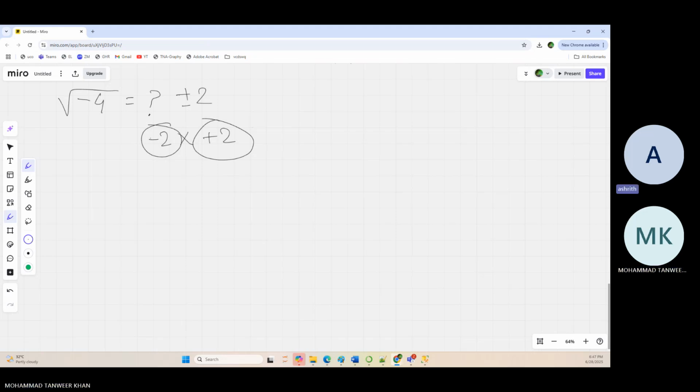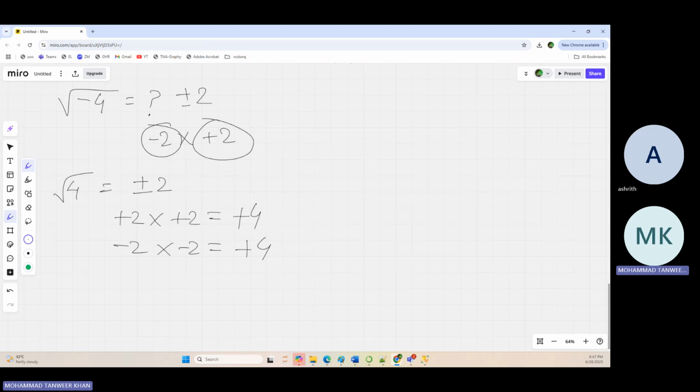Yeah, you have to tell me the same number which will multiply to itself, and I should get minus 4. When I asked you root of 4, what did you tell? Plus minus 2. If I multiply plus 2 into plus 2, I will get plus 4. Correct? Yes, sir. Minus 2 into minus 2, I will get plus 4. Correct? Yes, sir. But what about minus 4? What is the answer for this? Tell me.